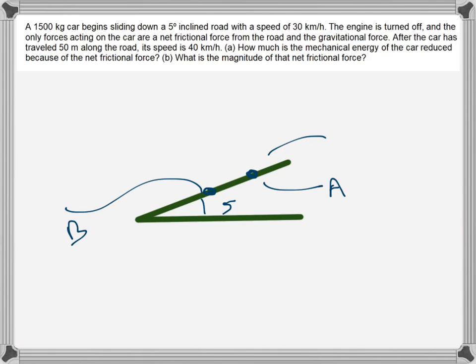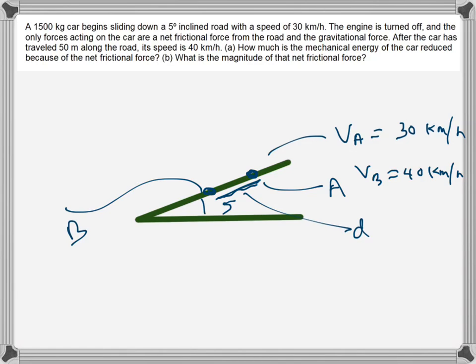So the velocity at point A, if we say VA, is 30 kilometers per hour, and velocity at point B is 40 kilometers per hour, and this surface is with friction. There is also this distance given, which is 50 meters. So we need to find the change in the mechanical energy from point A to point B due to the frictional force.